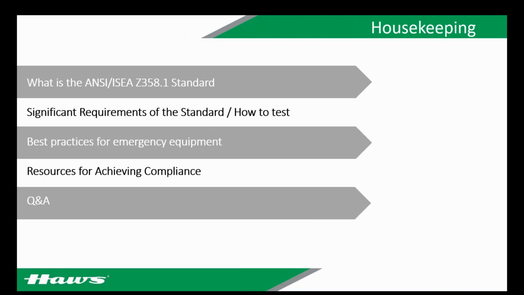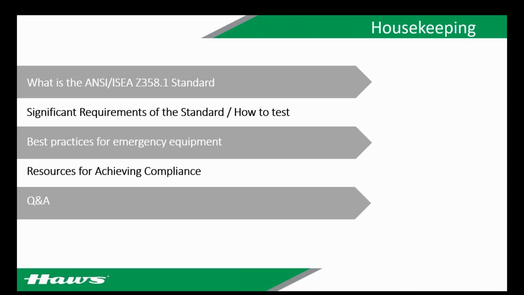We are both here with you. I'll be presenting. Hayden is going to run things on the back end, but he's going to help me with the Q&A section later on in the presentation as well. But we're going to cover the ANSI ISEA Z358.1 standard, the significant requirements of that standard, and tell you how to test for each of the requirements as we discuss them. We're going to talk about best practices for emergency equipment, resources for achieving compliance in your facilities, right? Because we don't want to tell you everything that you need to look at and not give you any tools to help you to get there, right? And then we'll end with the Q&A and some information on how to contact us and stuff like that.